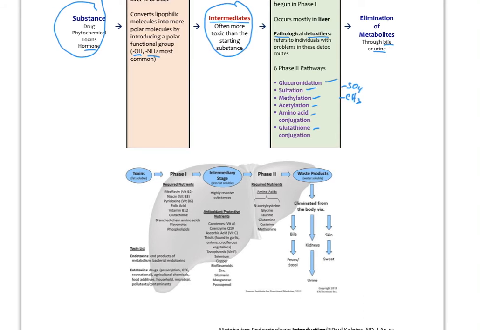What's important here is that we can actually support these pathways through using different nutrients. It's possible by using different nutrients to actually speed up different pathways. So in the case of estrogen detox, we might want to speed up using different sulfur compounds to improve sulfation, or using methyl donors to improve methylation, and so forth. And we'll get into that when we look at estrogen metabolism much later. So that's a little bit there on liver detox.